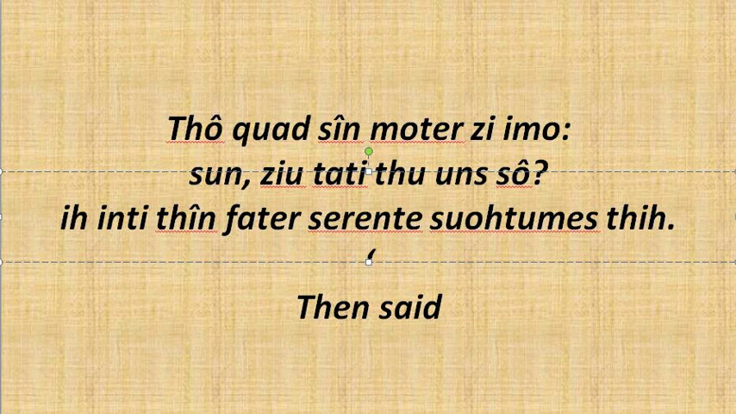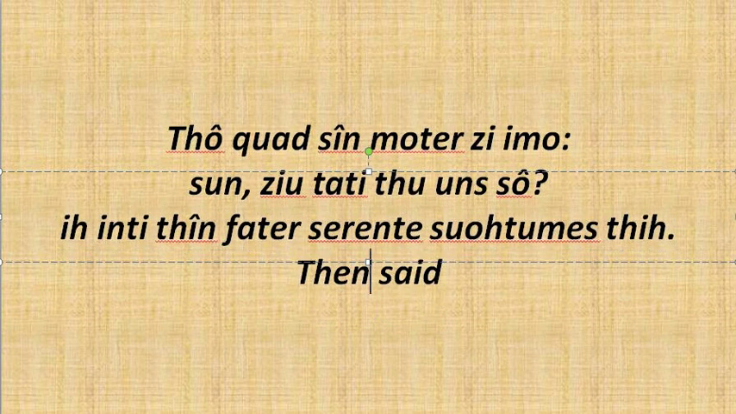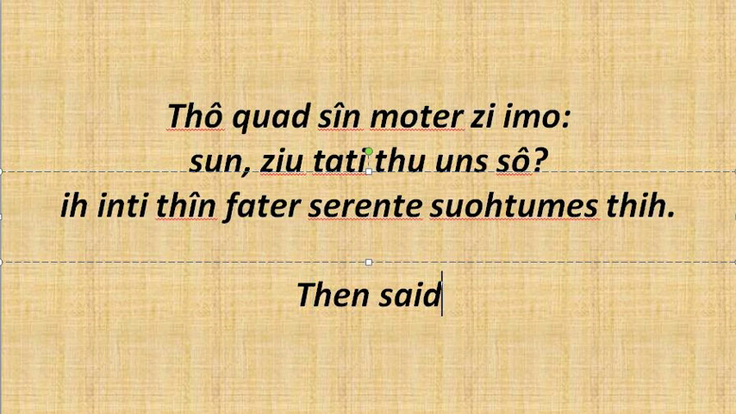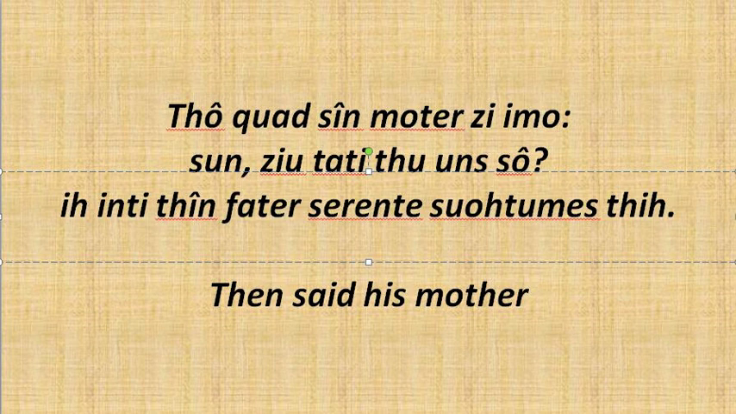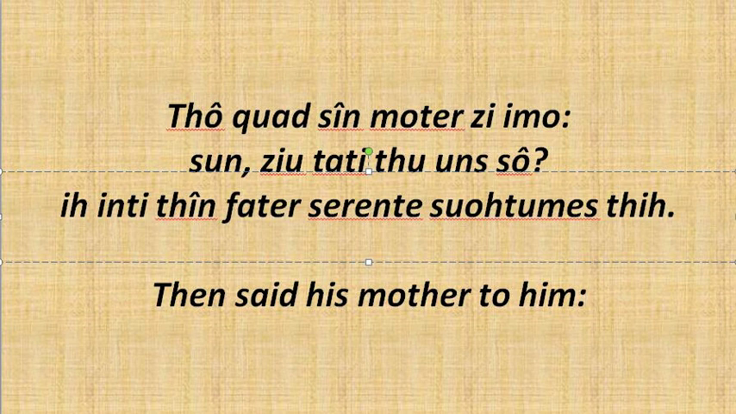All right. So then said, seen. This is the origin of the modern German word seine, meaning his. So, then said his mother to him. So zi is, as you would use in English, to. And imo is the masculine dative singular, like to him, right? In this context, it means to him.